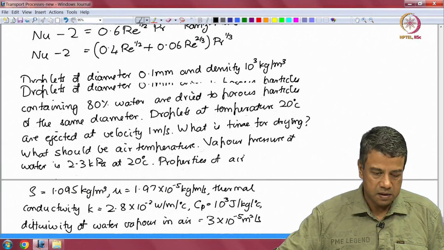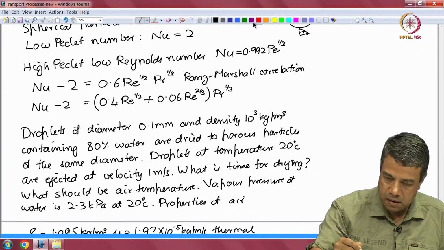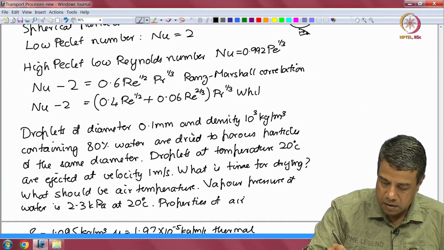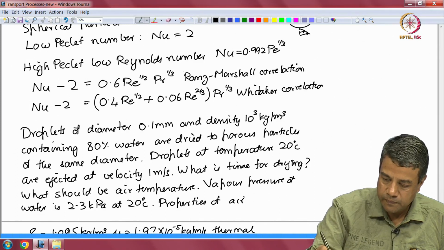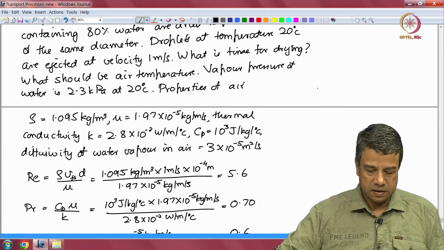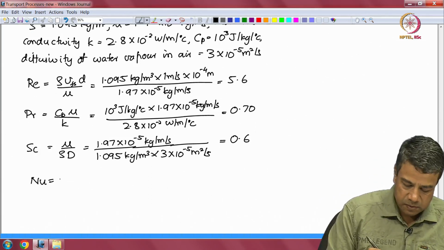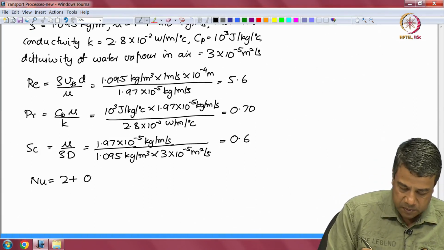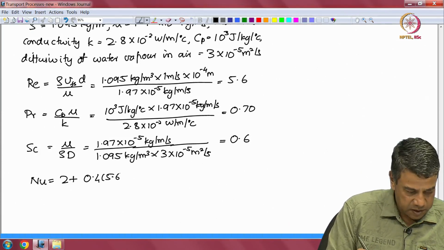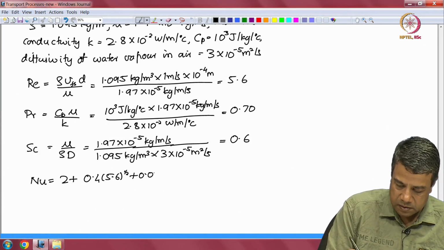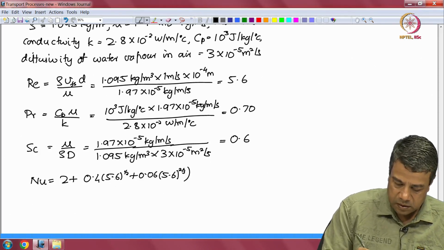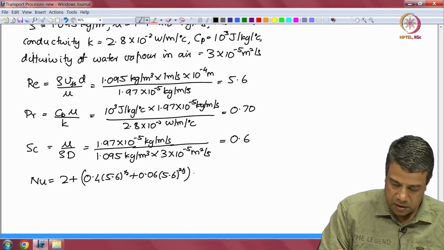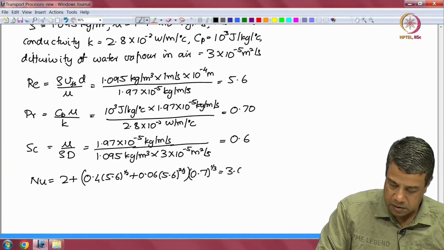I will use here what is called the Whittaker correlation to calculate the dimensionless fluxes. The Nusselt number is equal to 2 plus 0.4 into Reynolds number to the power half plus 0.06 into Reynolds number to the power 2/3, times the Prandtl number to the power 1/3, which is 3.01.